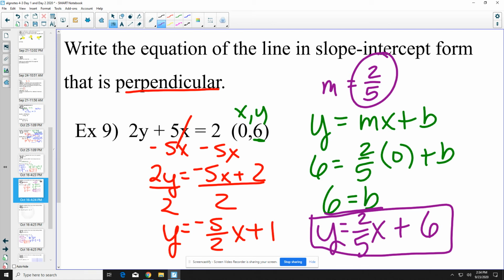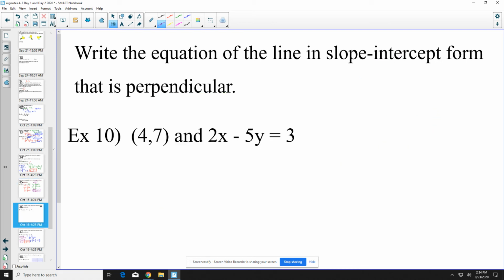Okay, I think you're ready to try one. So you're going to do the same thing. Write the equation of a line in slope-intercept form that's perpendicular. Go ahead and pause the video now. Try this on your own. When you get done, hit play.